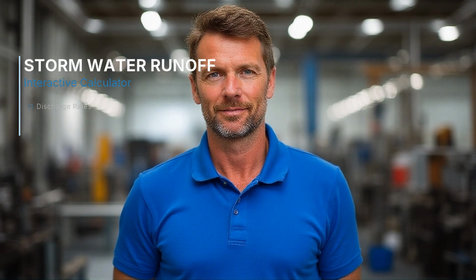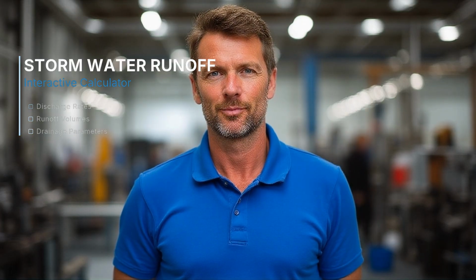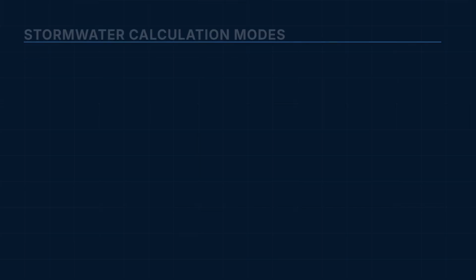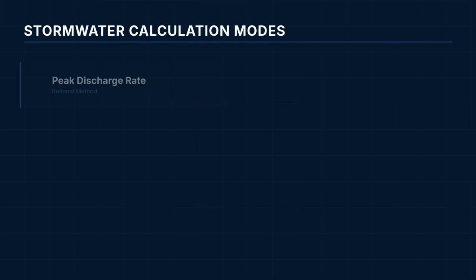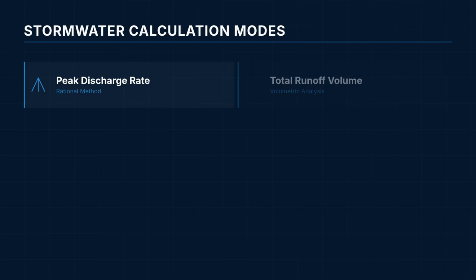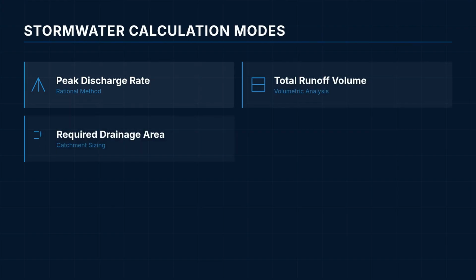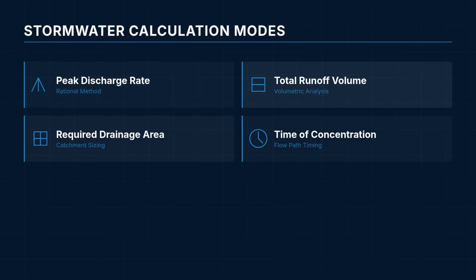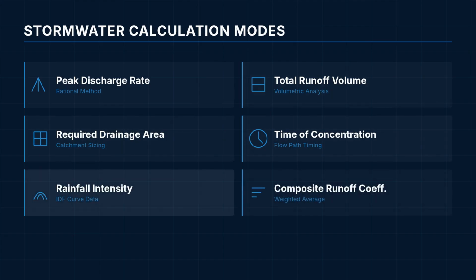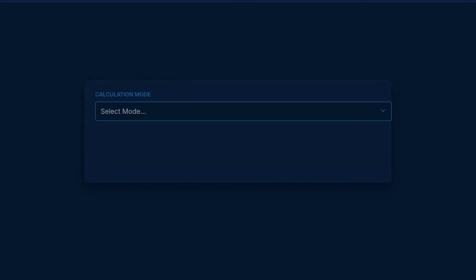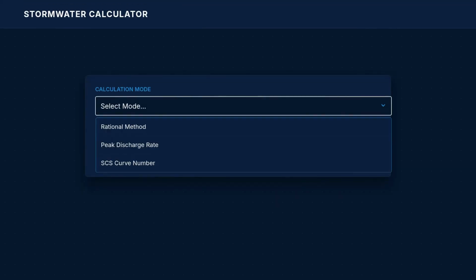This is the Stormwater Runoff Interactive Calculator, designed to help engineers quickly compute discharge rates, runoff volumes, and drainage parameters for stormwater management projects. First, select your calculation mode from 6 options: peak discharge rate using the rational method, total runoff volume, required drainage area, time of concentration, rainfall intensity from IDF curve, or composite runoff coefficient. For this demonstration, I'm using peak discharge rate.